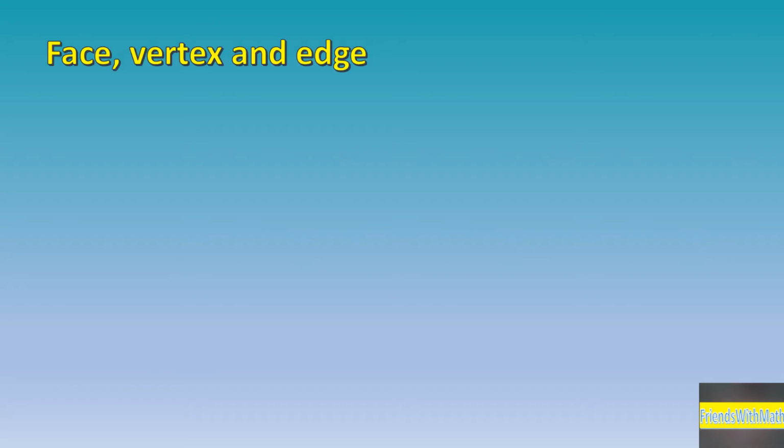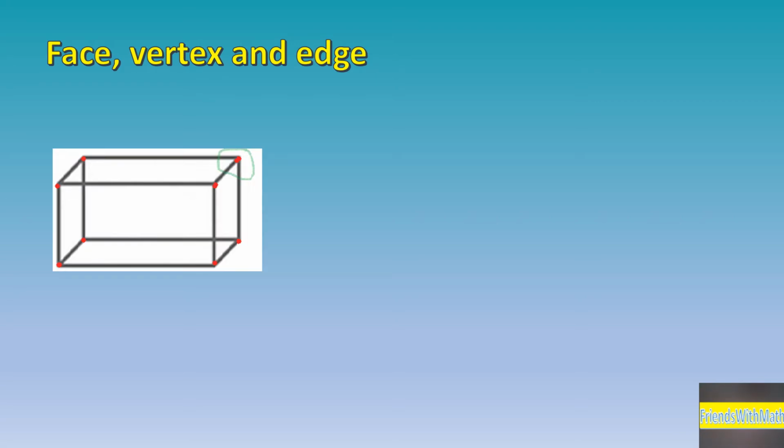So face, vertex and edges of a cuboid. Let us see what they are. So this is a cuboid and I have marked a red dot. So this is nothing but the vertex. In singular we say vertex. In plural we say vertices. So we can say vertex A, vertex B and so on.